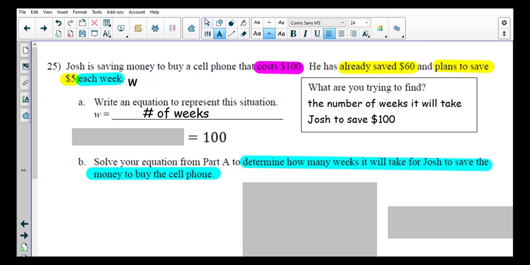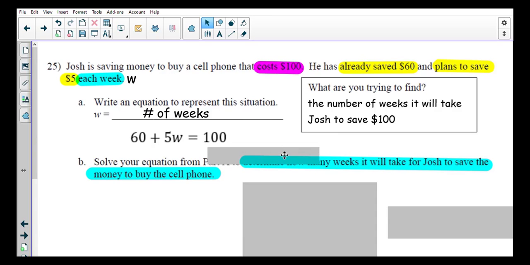So we have to figure out which number our variable is going to go with. Well, if it says $5 each week, then we know 5 and W are going to be squished together. We're going to be multiplying them, right? 5 times W. The $60 can be added on to what he's saving each week. So we can write this as 60 plus 5W equals 100, or 5W plus 60 equals 100.